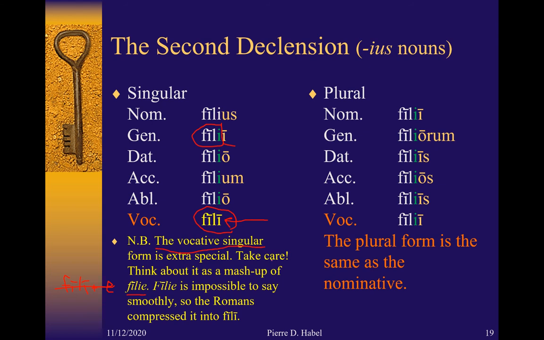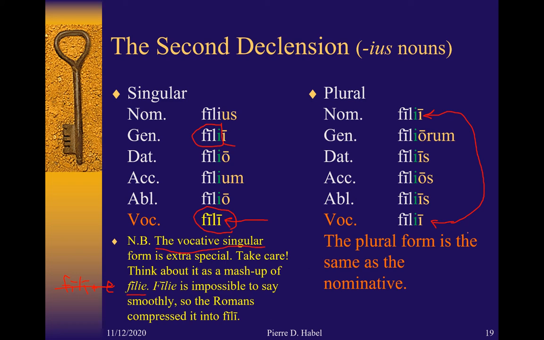Now, I'm going to try to speed things along. I'm going to reassure you that the vocative plural form is going to use the normal rule. Okay? The vocative plural form is not extra special. It's normal. Filii, vocative plural, is the same as filii, the nominative plural. All right, we're almost there.